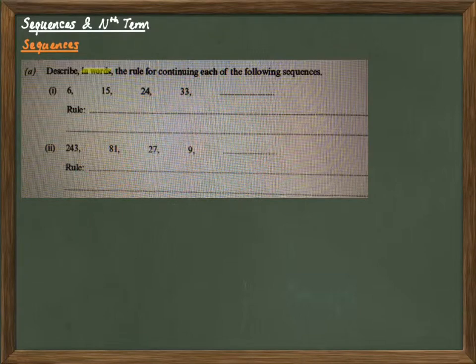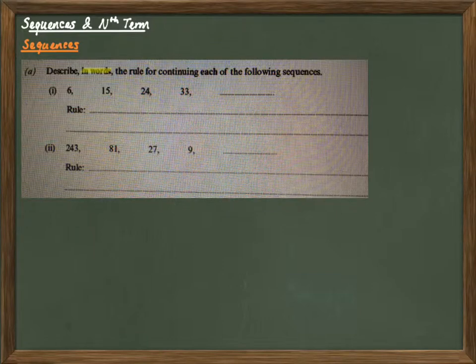They normally always give you 2 sequences. By the way, you don't have to fill in the next terms like some people do unless it asks for it, okay? So you don't need to fill in the little dotted line next to the 33 or the little dotted line next to the 9. You just have to find what the rule is and then write it down.